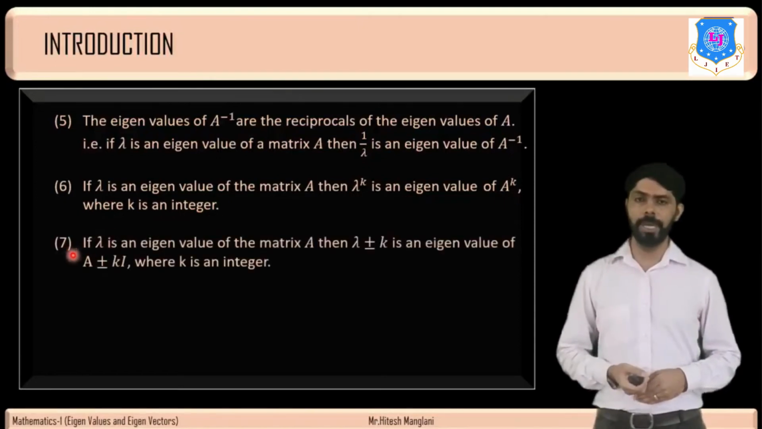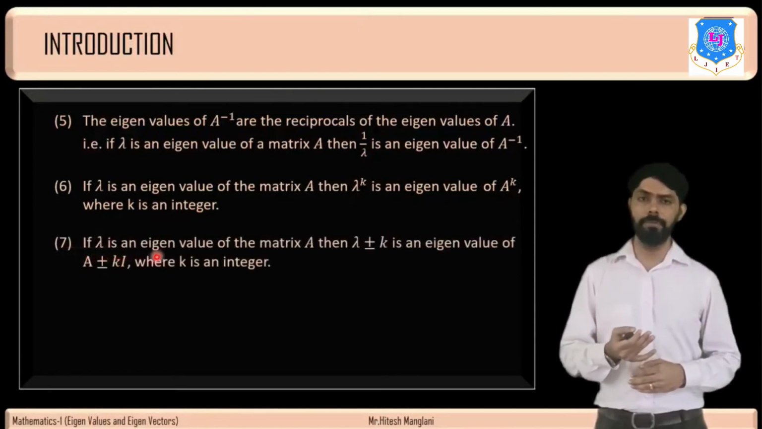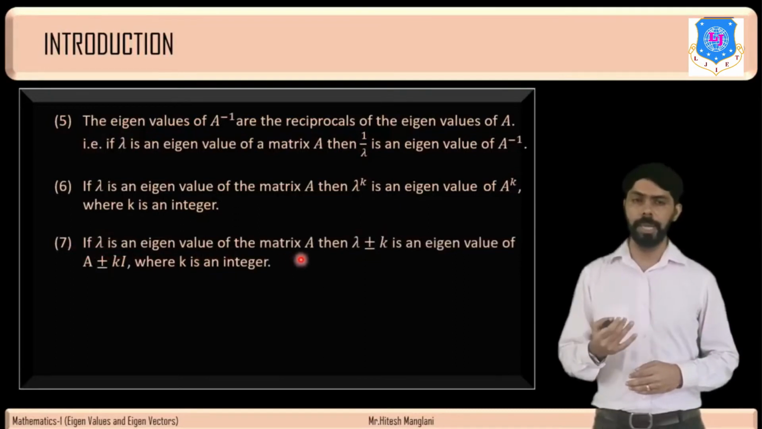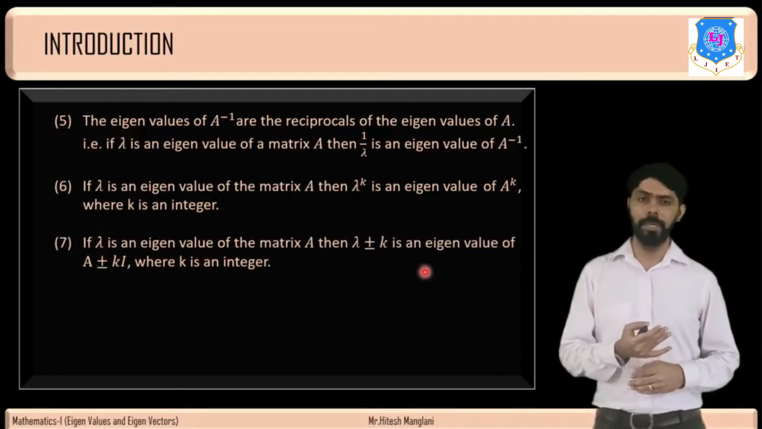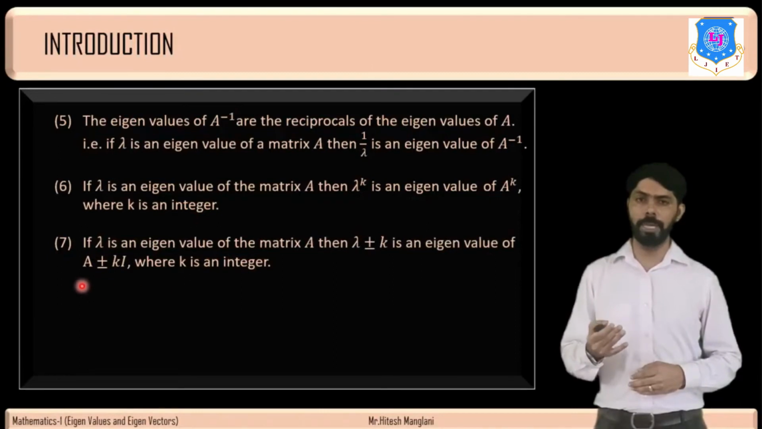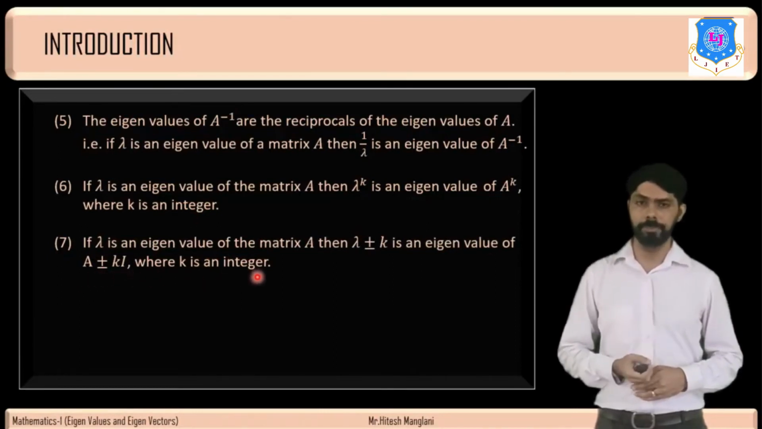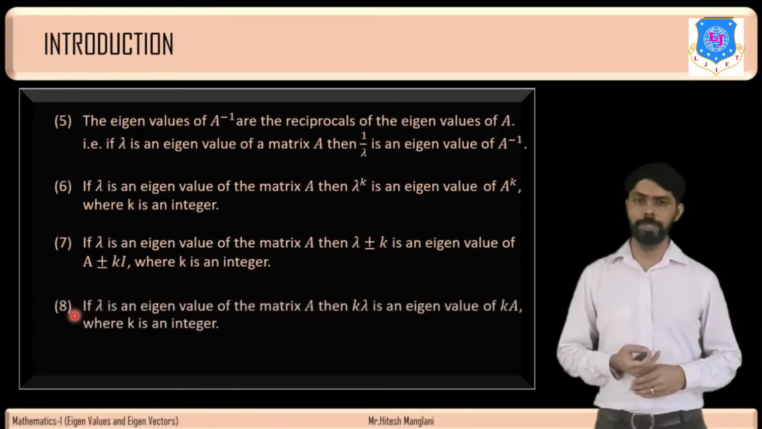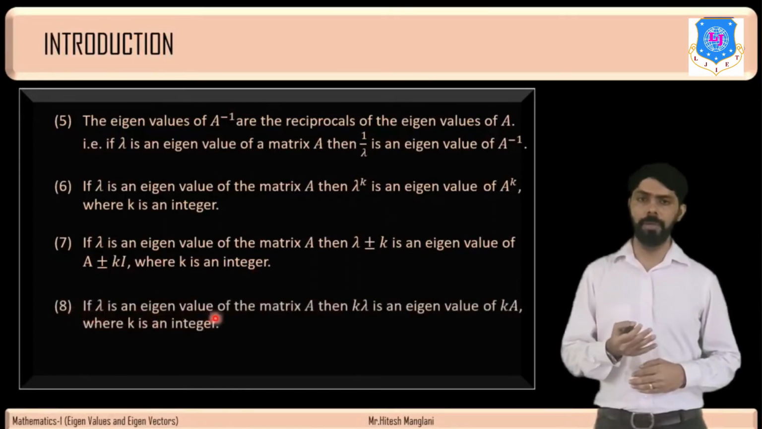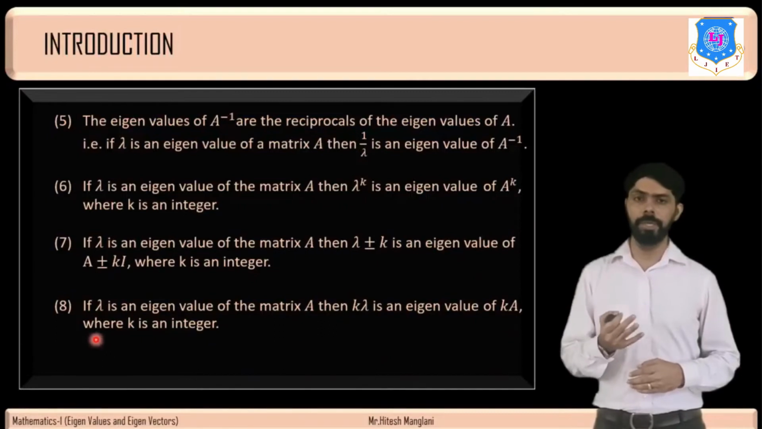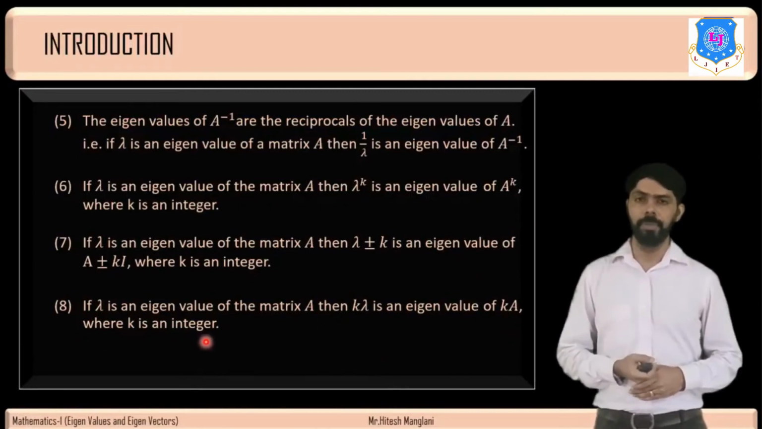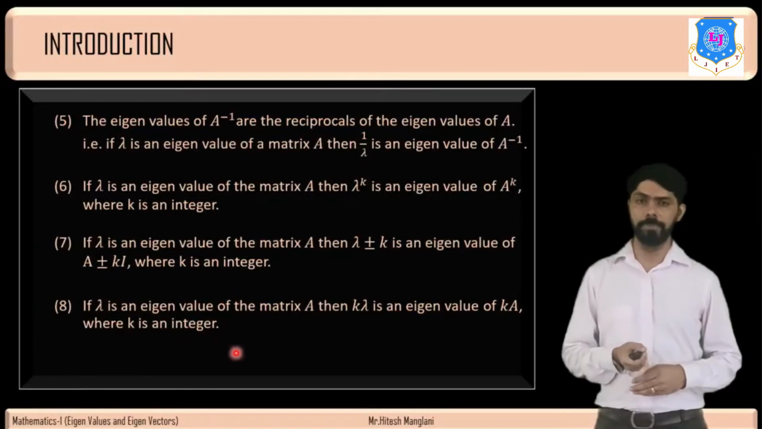Now seventh property is that if lambda is an eigenvalue of the matrix A, then lambda plus or minus k is an eigenvalue of A plus or minus kI, where k is an integer. Now eighth property is if lambda is an eigenvalue of the matrix capital A, then k lambda is an eigenvalue of kA, where k is an integer. So we will discuss these properties in example.